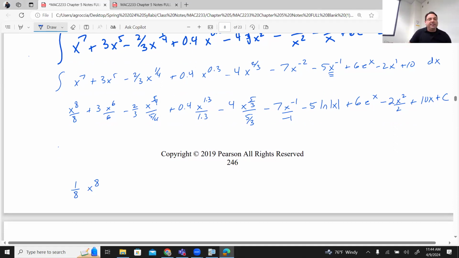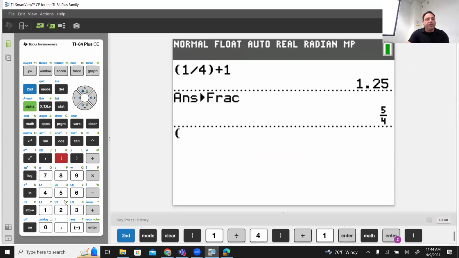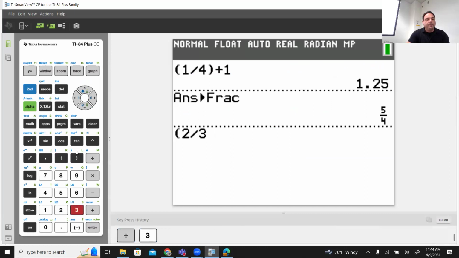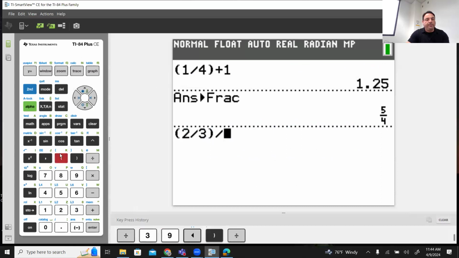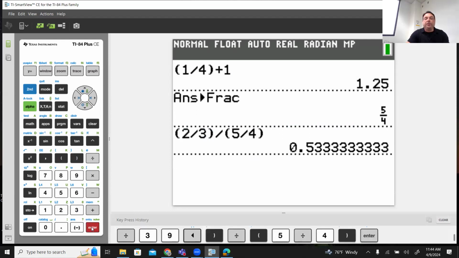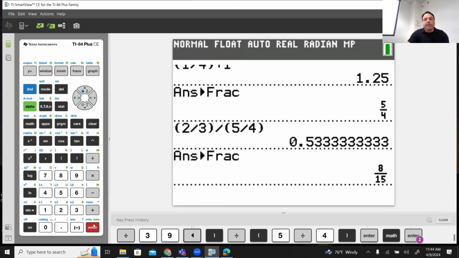But 3 over 6 simplifies to 1/2 x to the 6. Now, minus 2/3 divided by 5/4. Well, that's 8 over 15. And you're like, how did he get that? Well, I know fractions, or you can use your calculator. It's 2/3 divided by 5/4, and that gives you 0.5333 repeating, or math fraction, 8 over 15.